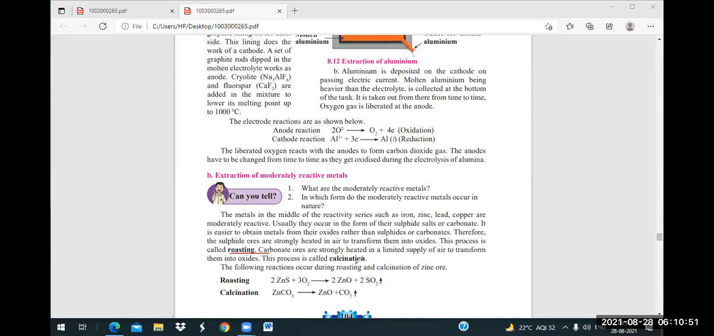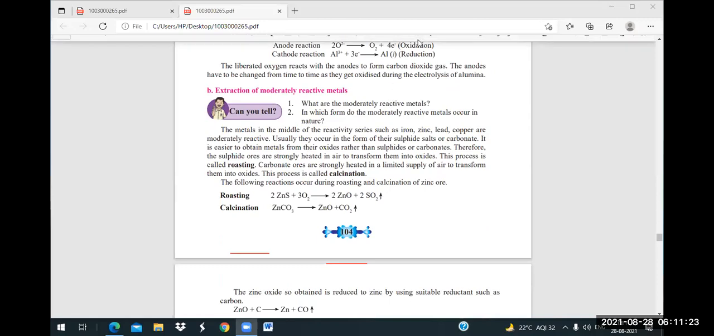Yesterday we saw calcination. When carbonate ores are strongly heated in a limited supply of air to transform into oxide, this process is called calcination. And when sulfide ores are strongly heated in abundant air, where there is no limitation of air, this process is called roasting. Where we take limited air, that process is called calcination.